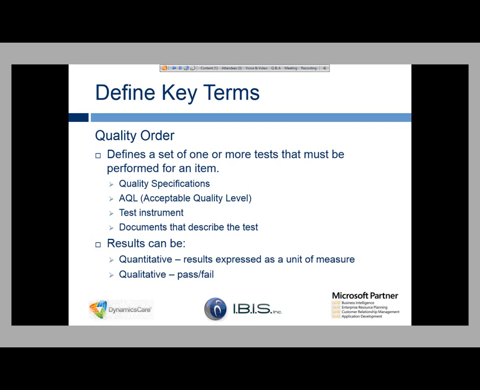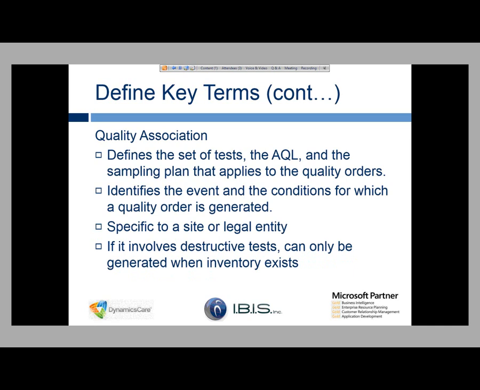What is a quality association in AX? This defines a set of tests, the acceptable quality level or AQL, and a sampling plan that applies to the quality orders. Again, the sampling plan would be a specific percentage or specific number of items you want to inspect. So if you wanted to inspect 10% of a specific item and you received 1,000 pieces, then you would naturally inspect 100 pieces.